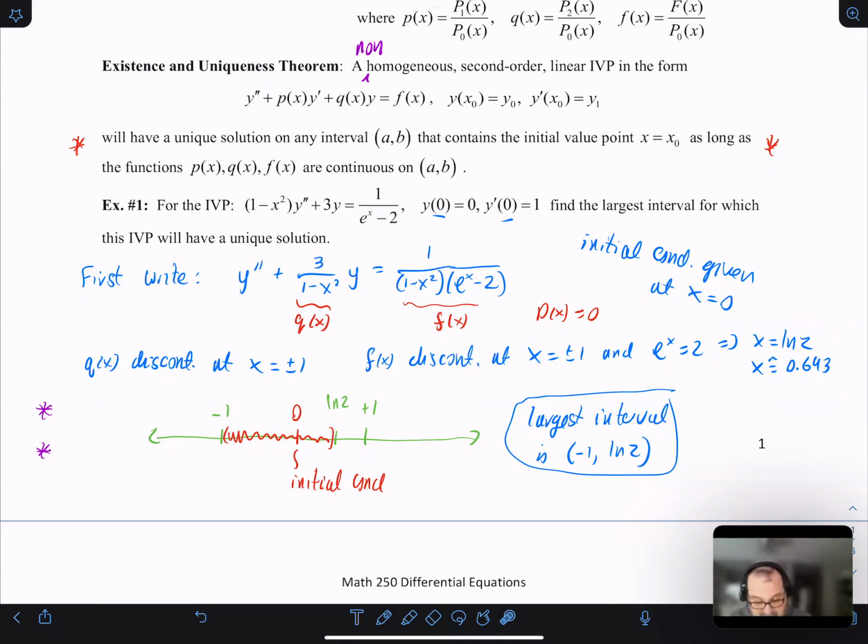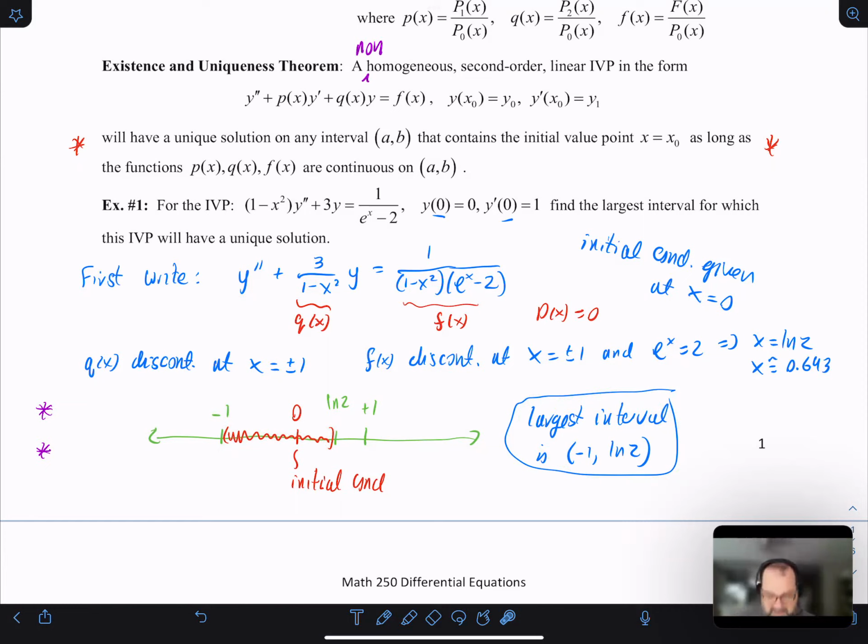So probably the easiest thing to do here is just to picture this on a number line. Draw yourself a number line, it doesn't have to be overly accurate. I'm going to plot my 3 discontinuities: minus 1, plus 1, and ln of 2, which is about 0.693, so that would be in here. It turns out the plus 1 doesn't really enter into this. Our initial condition point is at 0, hence the biggest interval I can pick would be the interval between minus 1 and ln of 2. So this would be my interval of definition here.